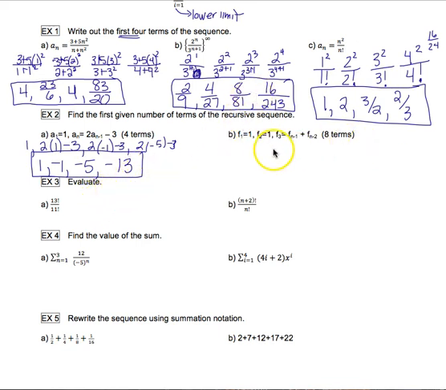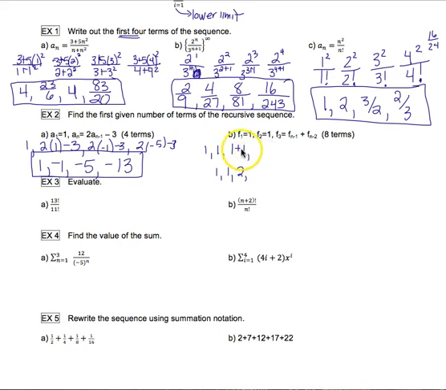All right, next one wants 8 terms. So the first one is 1, the second is 1. The third term is the sum of the 2 previous terms. So n minus 1, n minus 2. So that means the 2 terms before it. So I've got 1, 1. Then the third term would be 1 plus 1, which of course gives me 2.